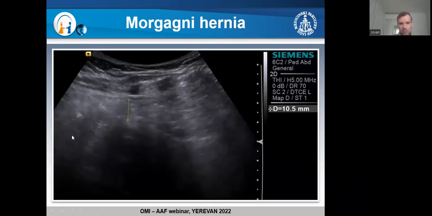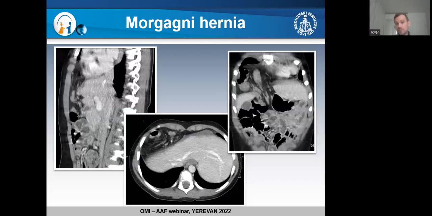And then I realized that this thing was going up. So this was actually Morgani hernia. And our surgeons, they were not that much convinced that we are right. So they asked for a CT, and CT proved that this was a Morgani hernia. And the thing we saw actually was this mesenteric fat on ultrasound.